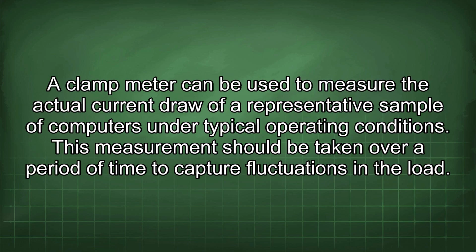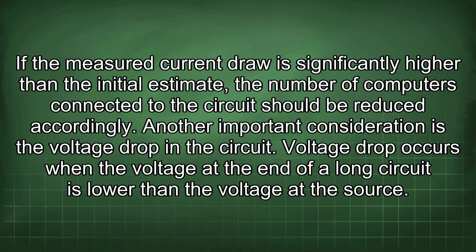A clamp meter can be used to measure the actual current draw of a representative sample of computers under typical operating conditions. This measurement should be taken over a period of time to capture fluctuations in the load. If the measured current draw is significantly higher than the initial estimate, the number of computers connected to the circuit should be reduced accordingly. Another important consideration is the voltage drop in the circuit.